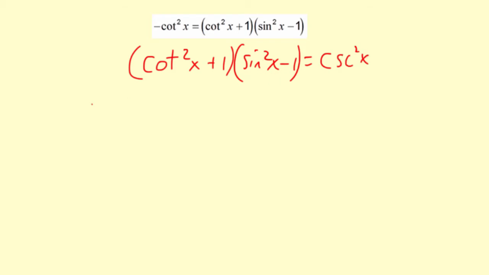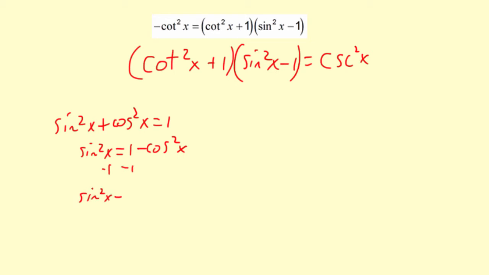And then the sine squared x minus 1, that's based off another Pythagorean identity, sine squared x plus cosine squared x equals 1. I need to manipulate this a little bit. I want it to be sine squared x minus 1. So what I'm going to do is subtract cosine squared x from both sides. So I'm going to get sine squared x equals 1 minus cosine squared x. And then, to make it look like what I'm looking for, I'm going to subtract 1 from both sides. So I get sine squared x minus 1 equals negative cosine squared x. So the sine squared x minus 1 becomes negative cosine squared. So we're multiplying those.